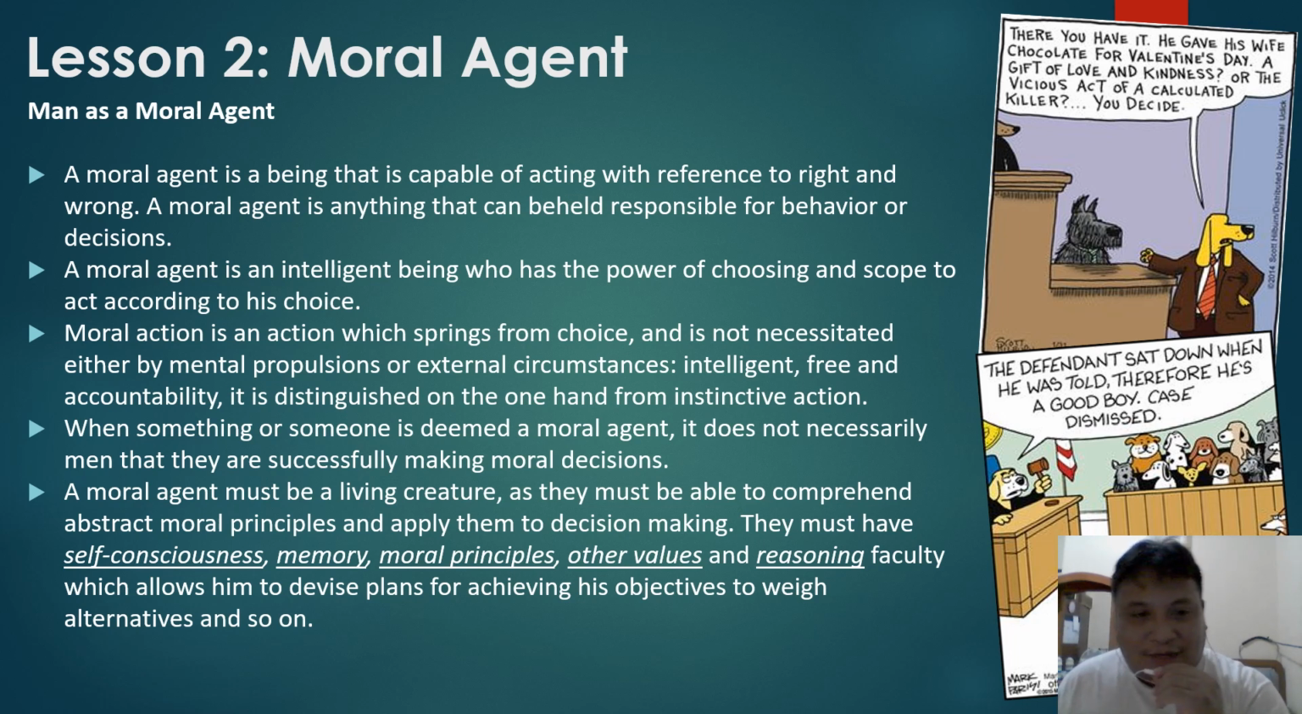So they must have, number one, self-consciousness. Number two, a memory, moral principles, values, and reasoning faculty, which allows them to devise plans for achieving their objectives, to weigh alternatives, and so on.